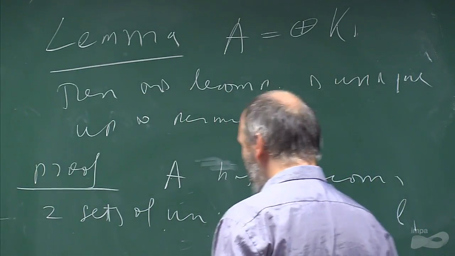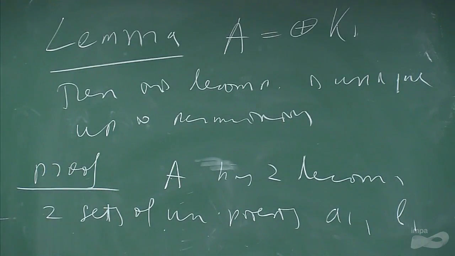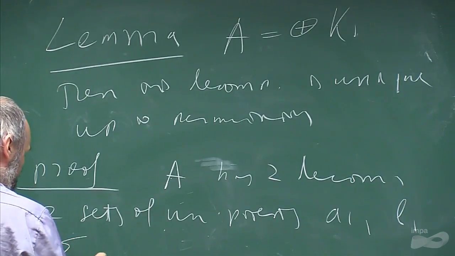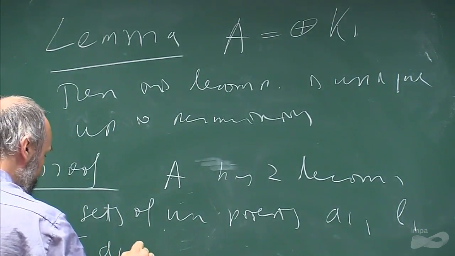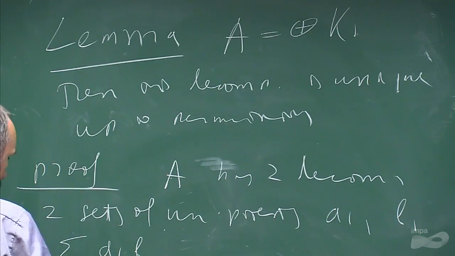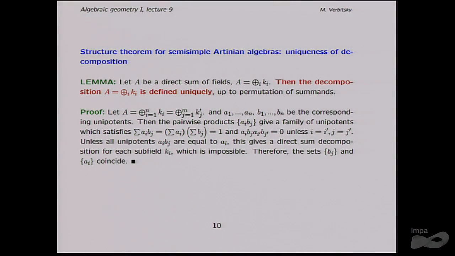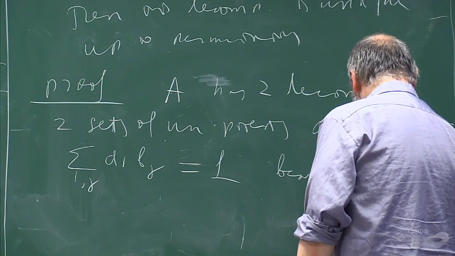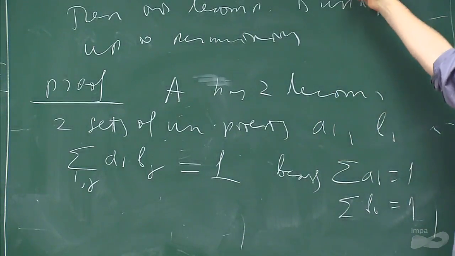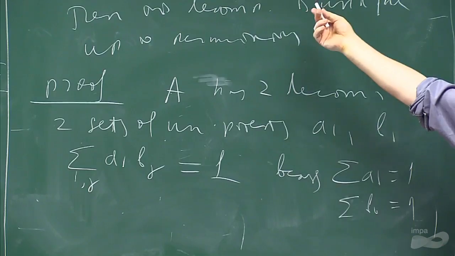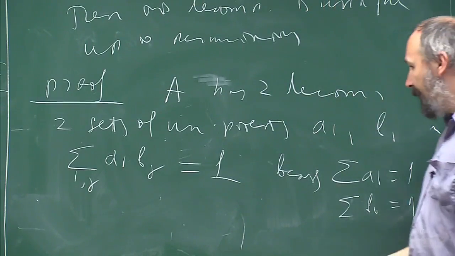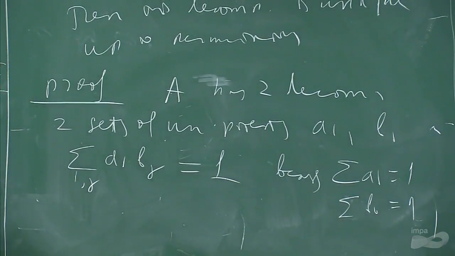A_i and B_j. Then you have a bigger set of smaller unipotents, which is the sum of A_i B_j over all i, j, and it is equal to 1, because the sum of A_i is equal to 1 and the sum of B_j is equal to 1. This is because the sets of unipotents come from the direct sum decomposition, and you just multiply them.